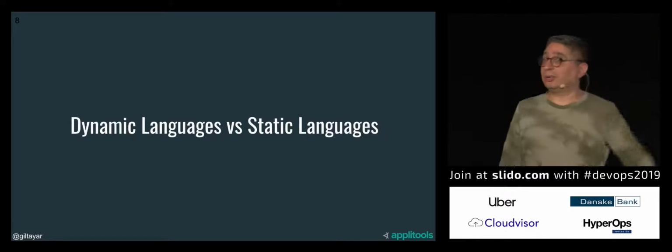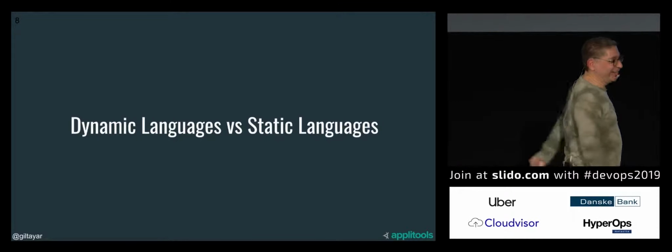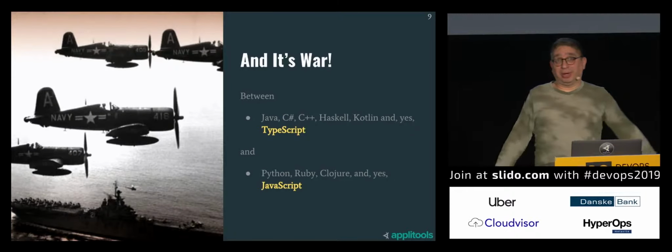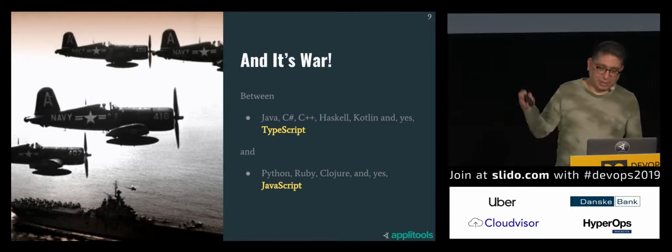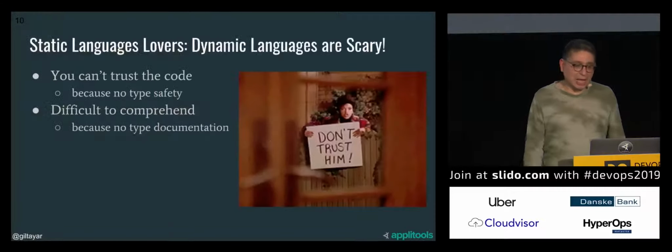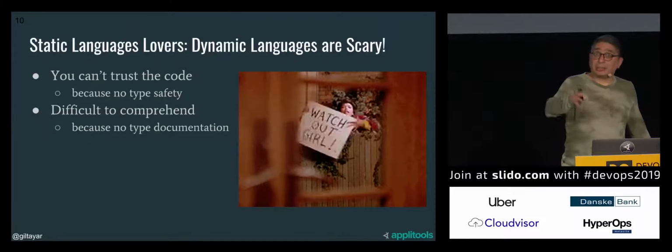Not bad. Oh, I thought those guys were waving really, really high. We all know there's no friendship here. This is war. It's like tabs versus spaces. We have all kinds of static type languages and all kinds of dynamic languages. And static language lovers say that dynamic languages are scary.